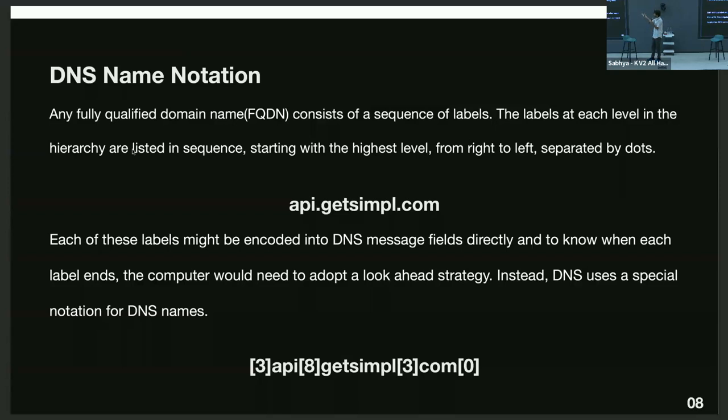I'm using this domain called api.getsimple.com. So what we do is that we find the length of the subdomain and prefix it before the actual name. So if you'll see, the above domain name gets encoded into 3, which is the length of api, 8, which is the length of getsimple, 3, and then com. And now we tell the computer that it's fine, you don't need to continue parsing. And we end it with a null byte. So the null byte is being represented as a 0 here. So this is how an encoding would look for a domain name.